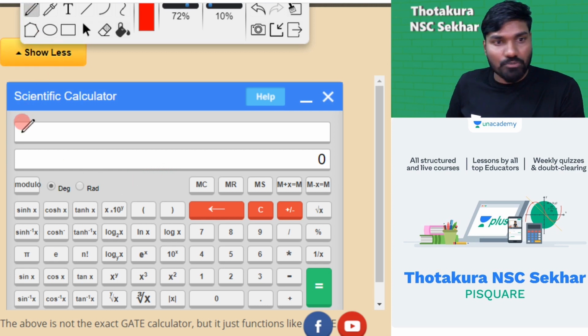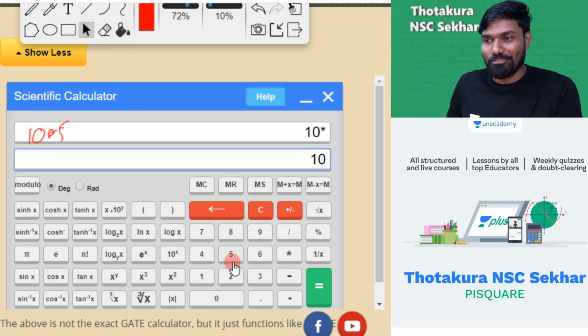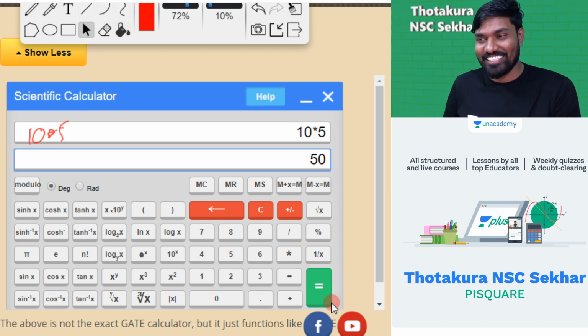Now, the first one is 10 into 5. Simply we'll enter 10 into 5. You have to press equal at least twice. Keep clicking it more number of times. It's okay, it will not give a wrong value. So keep clicking. 50 is the answer. First one is over.